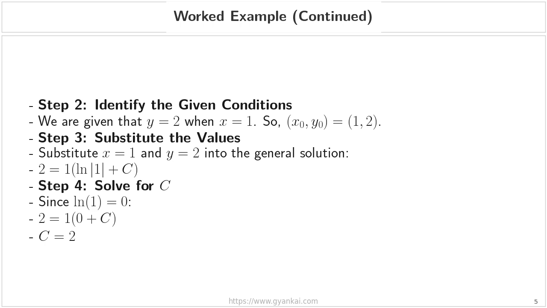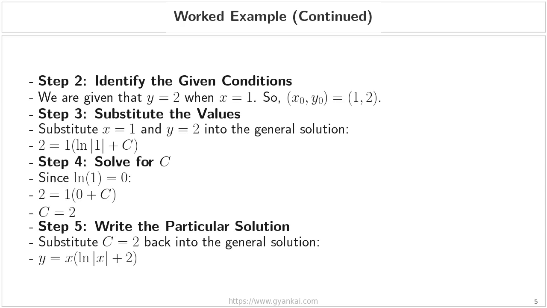This is where a bit of logarithmic knowledge helps us. Since the natural log of 1 is equal to 0, that entire first term inside the parentheses simply vanishes. This leaves us with 2 equals 1, multiplied by the quantity 0 plus c, which simplifies beautifully to just 2 equals c. So, we have found that c equals 2.